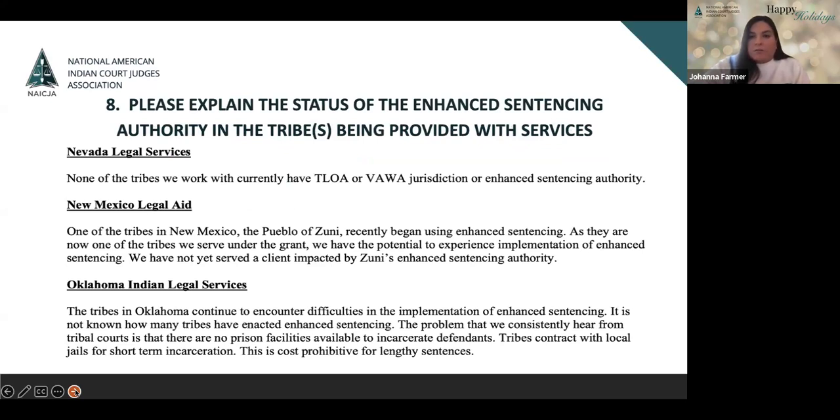So these are some examples of answers. Nevada Legal Services: none of the tribes they work with have TLOA or VAWA, the Violence Against Women Act jurisdiction, or enhanced sentencing authority. New Mexico Legal Aid, during that reporting period, puts that the Pueblo of Zuni was recently granted this, and then Oklahoma Indian Legal Services talks about some of the difficulties in implementing enhanced sentencing.